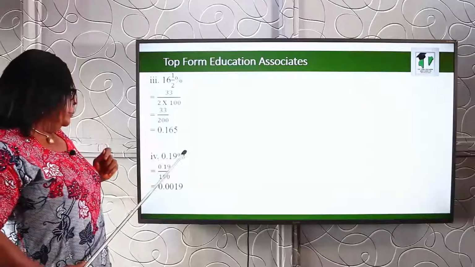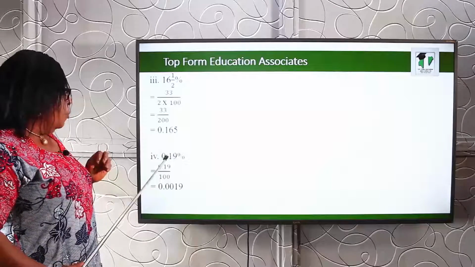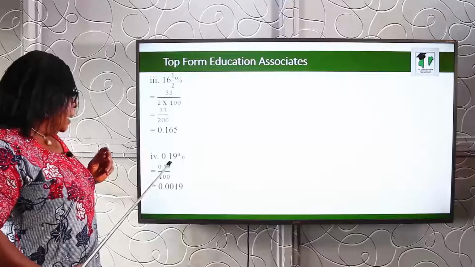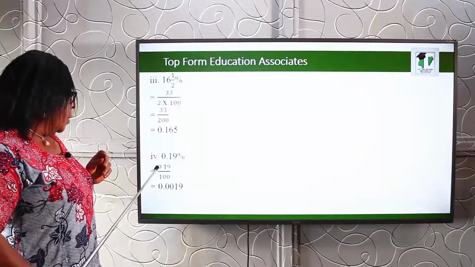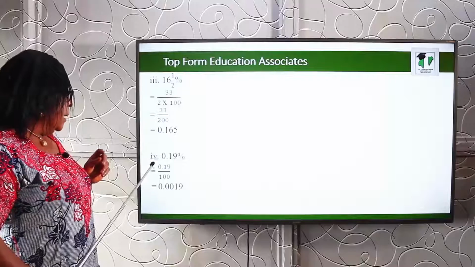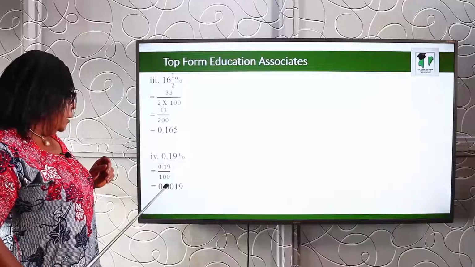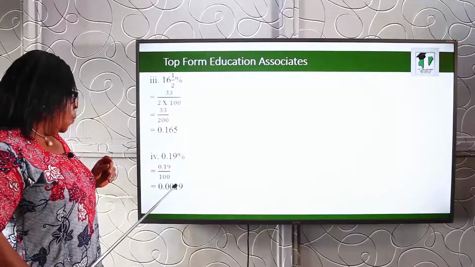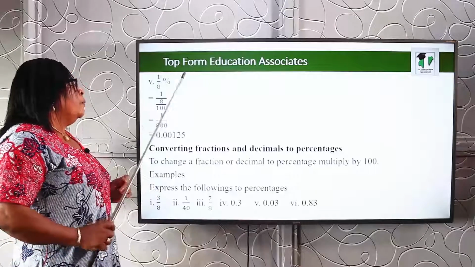Example 4. 0.19%. That will be 0.19 over 100. We will move the decimal point 2 places to the left, and that gives us 0.0019.